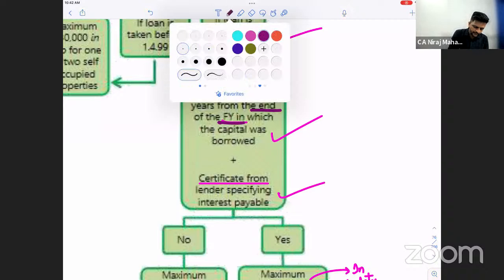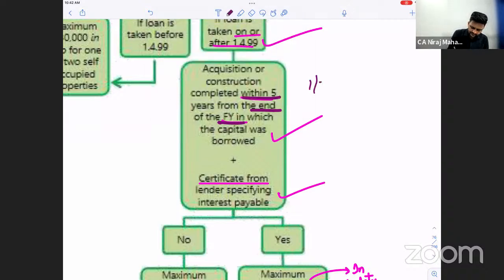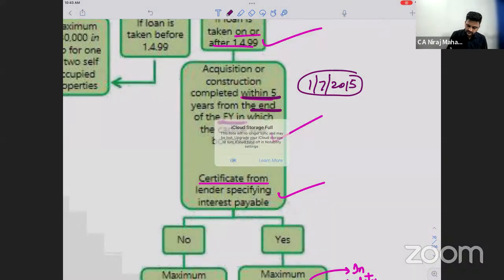Now tell me, what was the date of borrowing of the loan? 1st July 15. That is the date of loan. But do we check 5 years from here? No. 5 years from the end of the financial year in which loan was taken. The loan was taken in 15-16. So what is the end of the financial year 15-16?